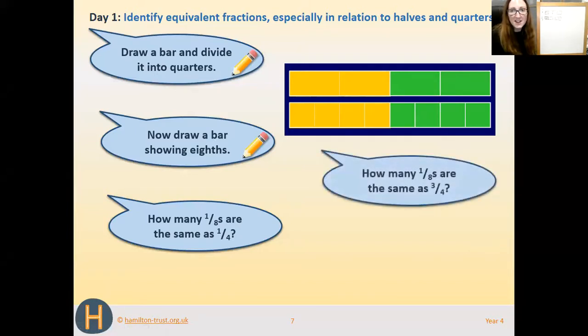How many are the same as 3 quarters now? Okay, pause the video at this point and see if you can then draw out and show what 3/4 is equivalent to in eighths. How many eighths are the same as 3/4? Pause it to give it a go. If you're unsure, then wait for me and then we'll go through it together. Okay, right, back together then.